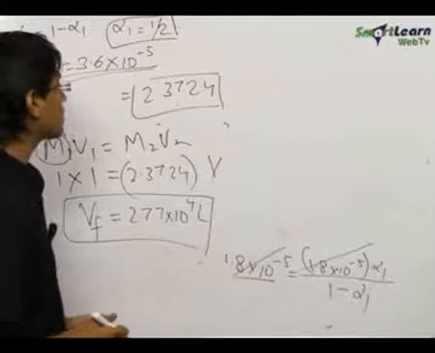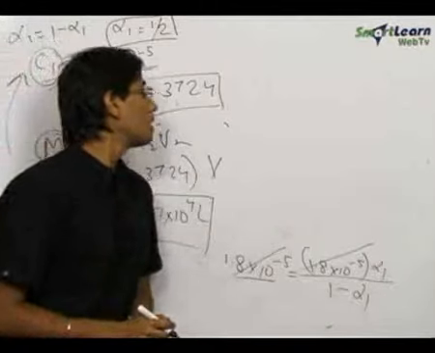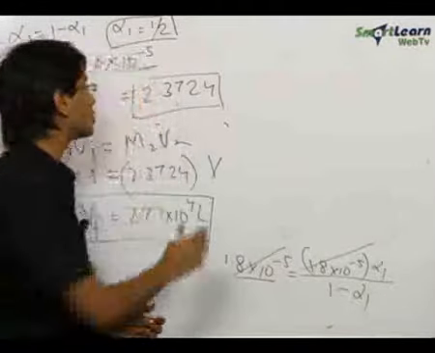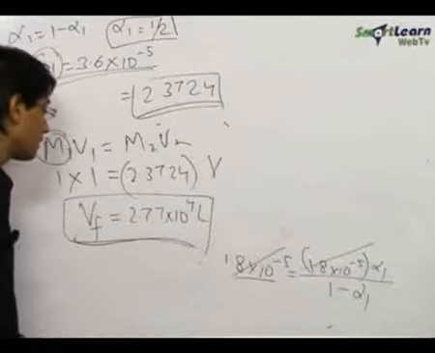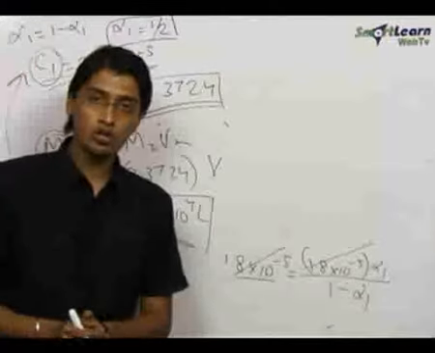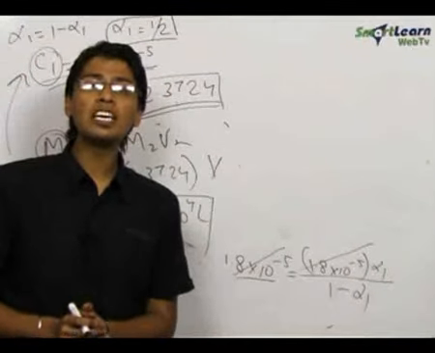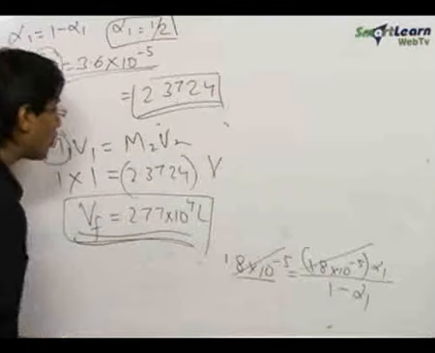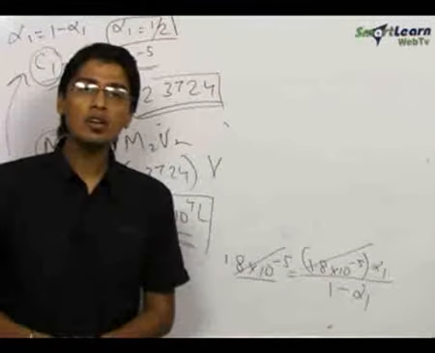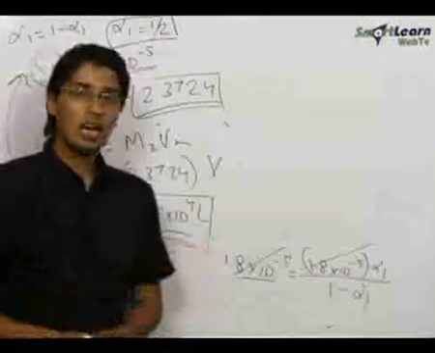So our final answers are: the pH of 1 molar acetic acid comes out to be equal to 2.3724, and the final volume to which the solution should be diluted so that the pH becomes twice the original pH is 2.77 × 10^4 liters, and these two are our final answers.